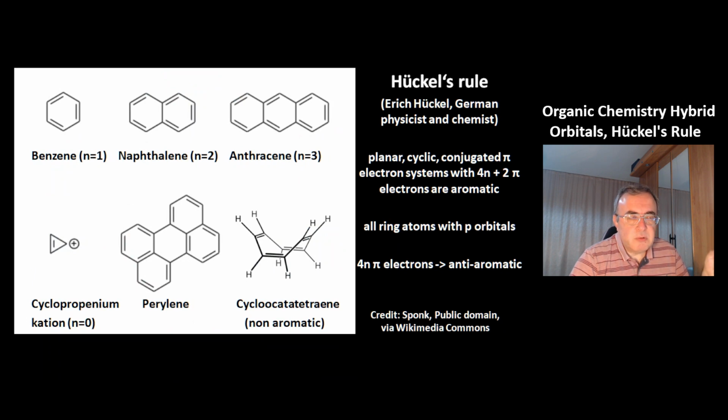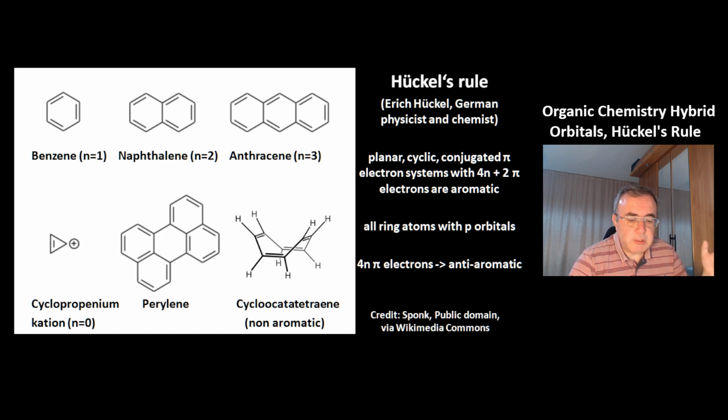That's Hückel's rule. Erich Hückel was a German physicist and chemist. This is the rule: planar cyclic conjugated pi electron systems with 4n plus 2 pi electrons are aromatic. All ring atoms must have p orbitals. And the systems with just 4n pi electrons are called anti-aromatic.